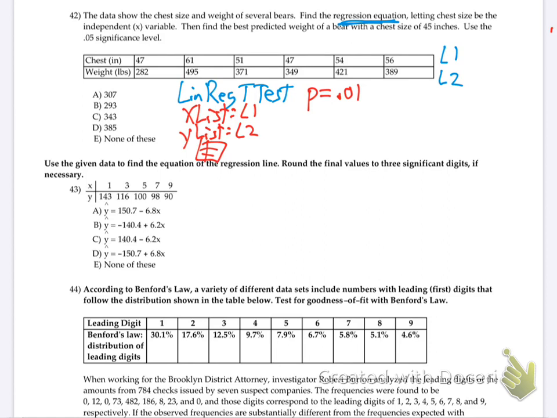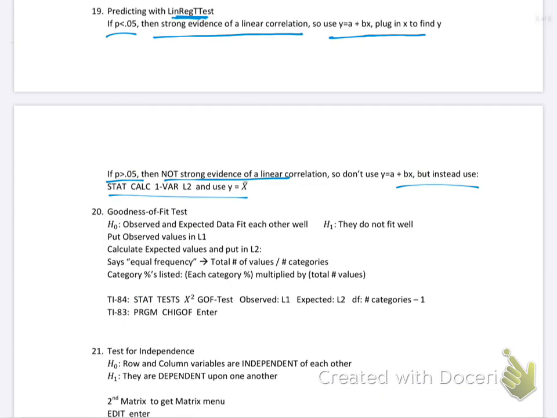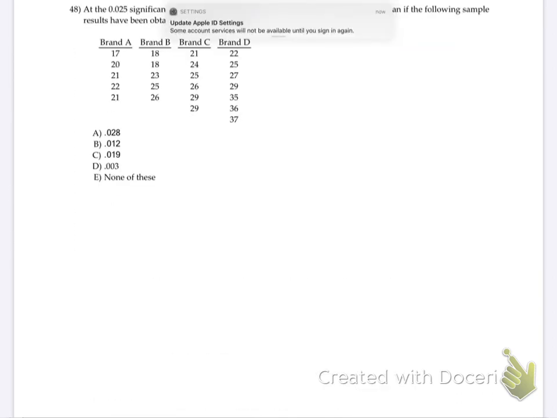So what does that mean when you get a p-value that is 0.01? Yeah, that's less than 0.05. And so if we go to the final exam notes here, it says if it's less than 0.05, then that's strong evidence of a linear correlation, linear relationship there. So use y equals a plus bx and plug in x to find y. So let's do that.